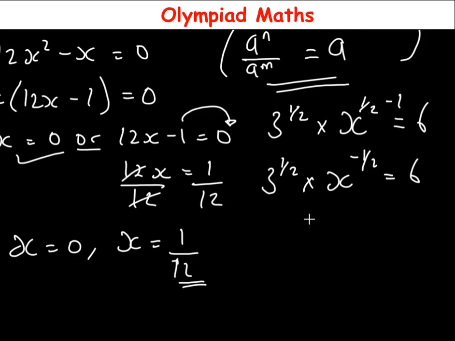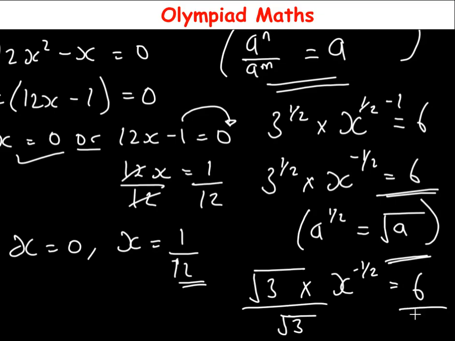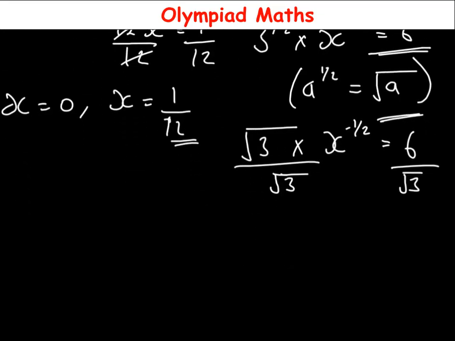So at this junction, if you have a power of half, this equals square root of a. So applying this rule to this, this becomes root 3, then times x raised to power minus half is equal to 6, right? Then at this junction, we'll divide both sides by the root of 3. So over root of 3, then over root of 3, okay?